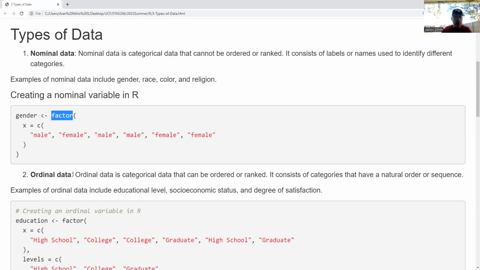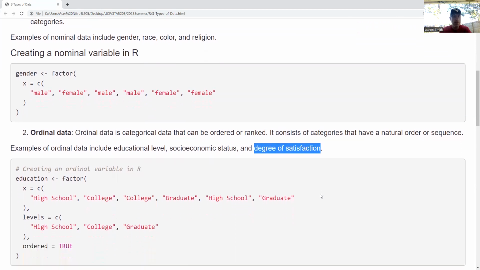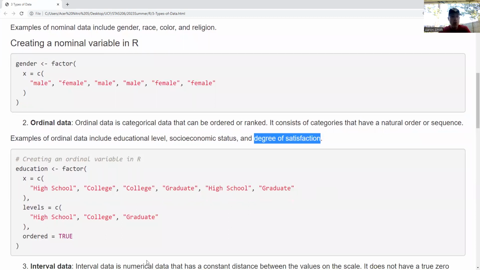Now, ordinal data, here we have orders, an actual order to our categorical data. And there's a natural order or sequence to the levels in my data sets. So examples of ordinal data are educational level, like high school, some college, and so on, socioeconomic status, and degree of satisfaction. Now, when I'm dealing with ordinal data in R, we're probably going to be using a factor. Nominal, we had character string as a possibility depending on what I'm working with.